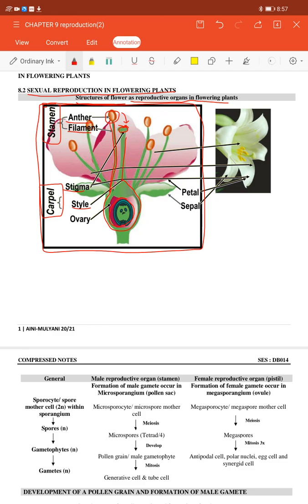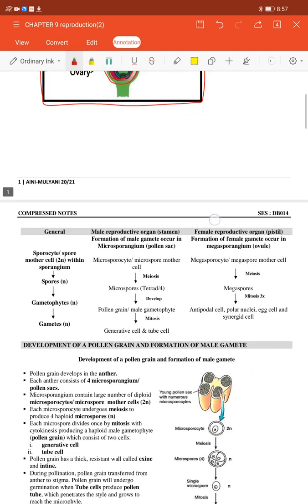The outermost part of the flower, as usual, is the petals, and the sepal is this part here. So that is basically the structure of the flower as the reproductive organs in flowering plants.